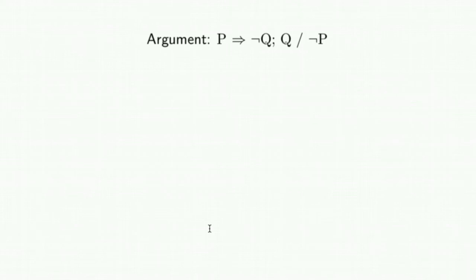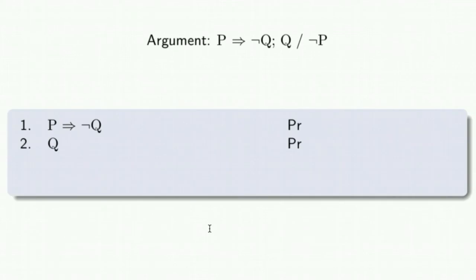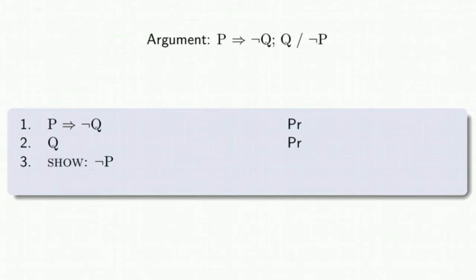Okay, let me just give an illustration of how this plays out in a particular example, and then I've got some practice problems you can work on. So consider this argument. P arrow not Q, Q therefore not P. So we start off the proof, or the derivation, just as we always do. We write down the premises, and we annotate them with PR. Then we write down the show line. In this case, we're trying to show not P.